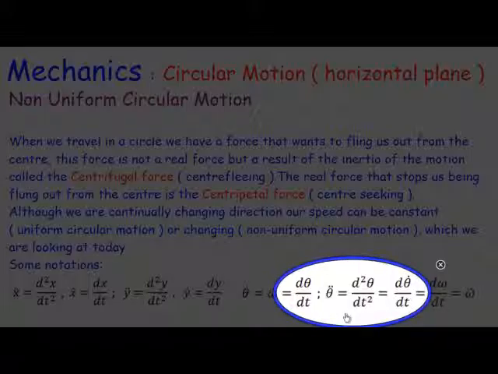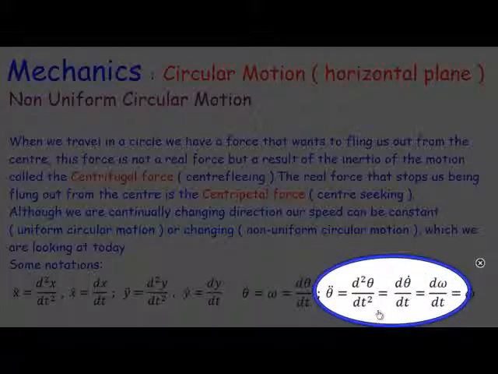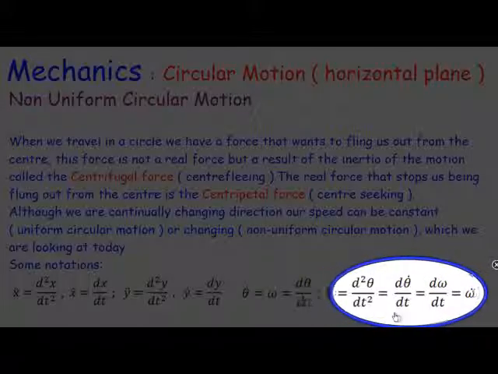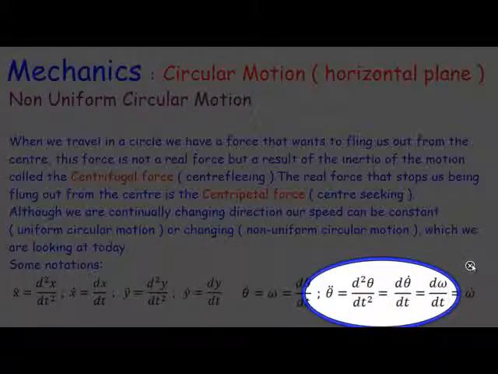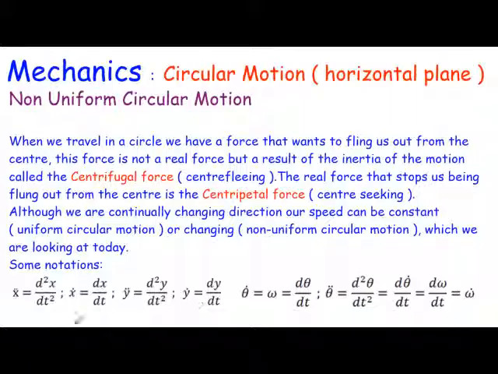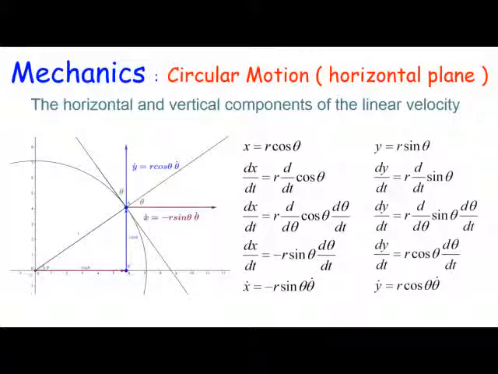Theta double dot is the second derivative of theta with respect to time, or the first derivative of theta dot with respect to time, or because of the notations you could say it's d omega dt, or omega dot, that is equal to theta double dot. So theta double dot is equal to omega dot. There are some notations we have to get used to, but these are all time derivatives: one dot first time derivative, two dots second time derivative, not too bad. Now where do we start? Well, we start the same place as we do with uniform circular motion.